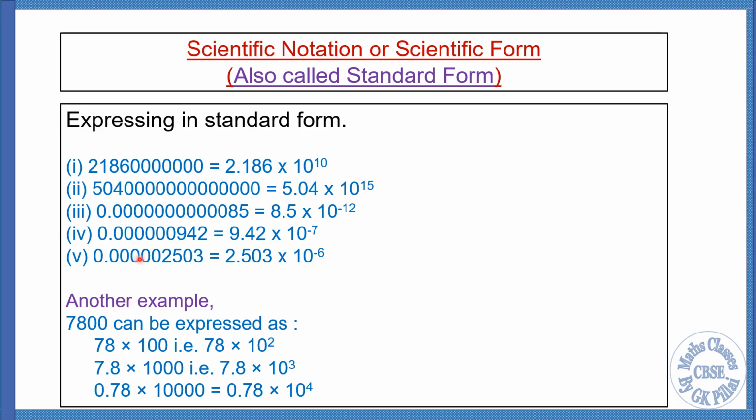Now this is the opposite way. 0. This many zeros, 85. Once again we will write the same thing, 8.5 into 10 to the power of. Now from this 0 you count up to 8, including 8. That will be 10 to the power of minus 12. Similar fashion here, from here up to 9, you will write it as 10 to the power of minus 7. 9.42 into 10 to the power of minus 7.